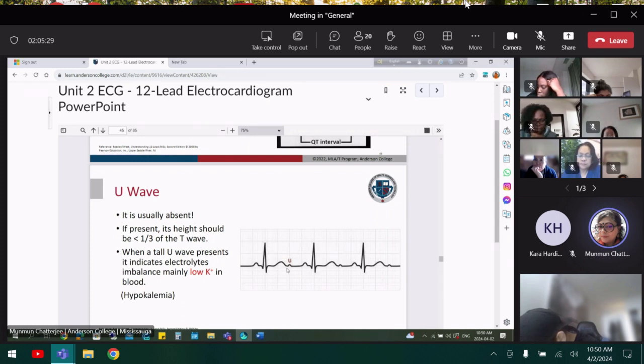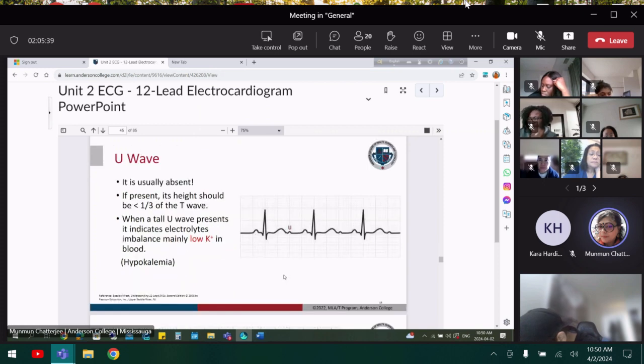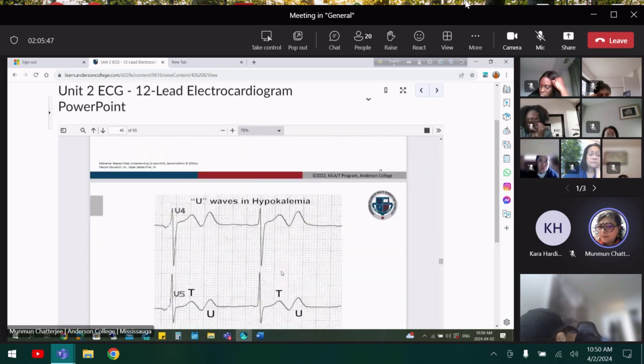Even if it's normally present, it should be one third of the volume of the T wave, so it's almost negligible to see. But a taller U wave means there is a problem, mainly when there is low potassium content in the blood, it gives you the U wave. So how does the U wave look in hypokalemia? You can see how big it is. The T wave and U wave are almost the same. The U wave is longer than the T wave. So this is the T wave, this is the U wave, okay?